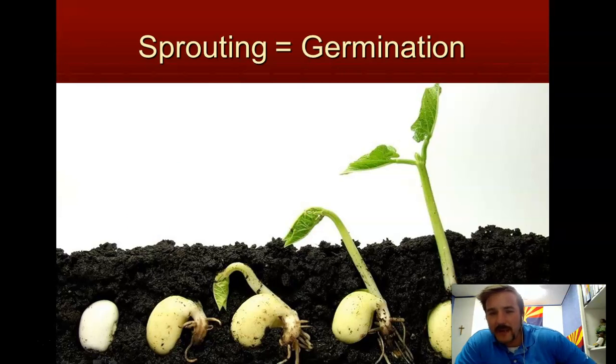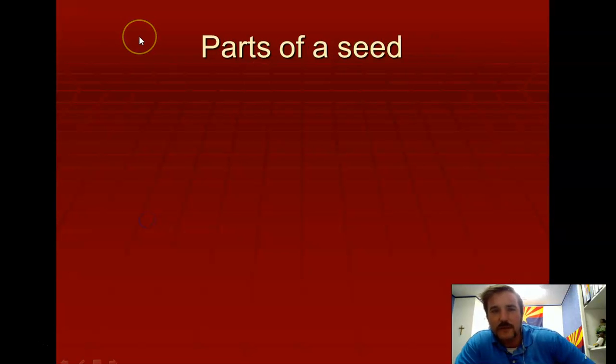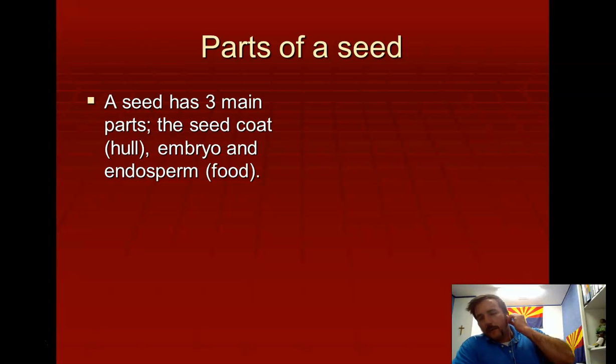I'm going to come back to this picture, but I first want to focus on the three parts of a seed. Remember, this is part of your assignment here. We're going to go through it. If you want to list the three parts: the coat or the hull, the embryo, and the endosperm. When we talk about the endosperm, I want you to think about food.